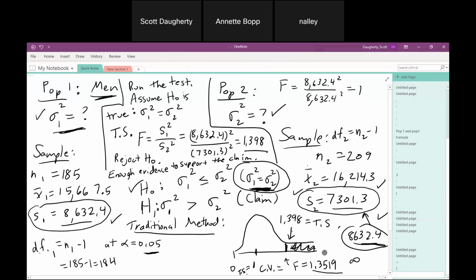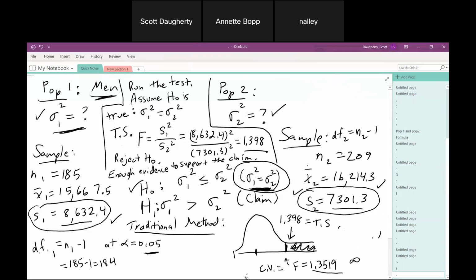I'm going to go back to the original problem. So let's ignore what I just made up as an alternative scenario and go back to the original test statistic. And now let's do the p-value method. The original test statistic was this. We ended up rejecting the null hypothesis, and then that means there wasn't enough evidence to support the claim. Now, we should get the same answer when we do the p-value method.